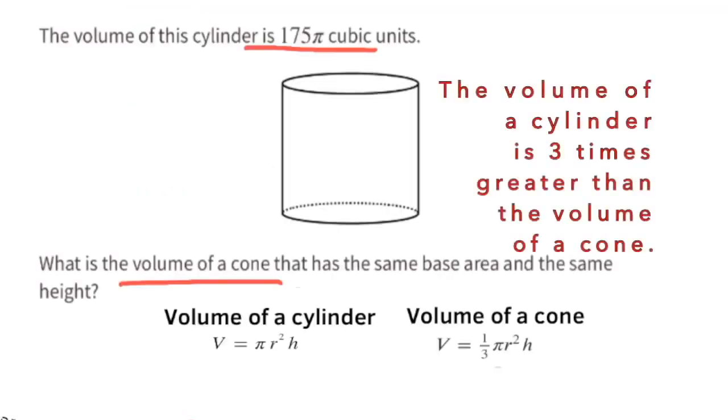The volume of a cylinder is 3 times greater than the volume of a cone. The volume of the cylinder is 175 units times pi, so the volume of the cone will be 3 times smaller than that. 175 times pi divided by 3 equals 58 1/3 times pi.